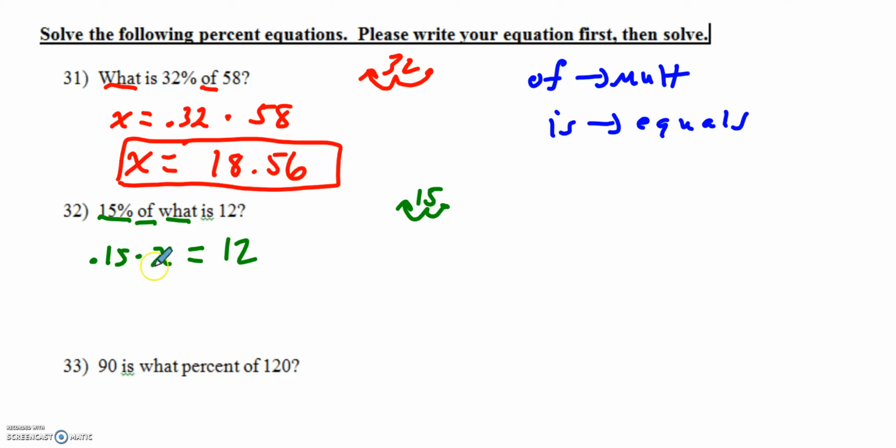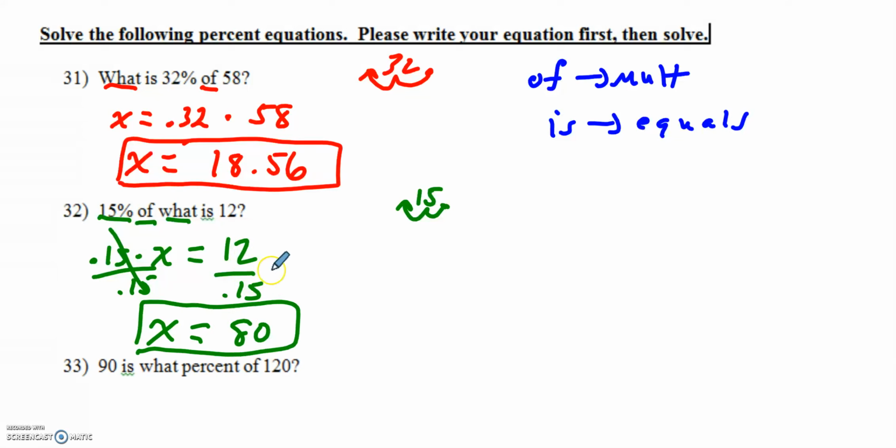If I want to get x alone, I have to divide both sides by 0.15. And because I'm taking a big number and just dividing it by a smaller number, you're really dividing by a fraction in a way, so it actually ends up being the reciprocal. So that's why the answer ends up being bigger than the original. 12 divided by 0.15 is really the answer of 80. And later on in the year, I might show you exactly why this gets bigger, maybe even after the test.